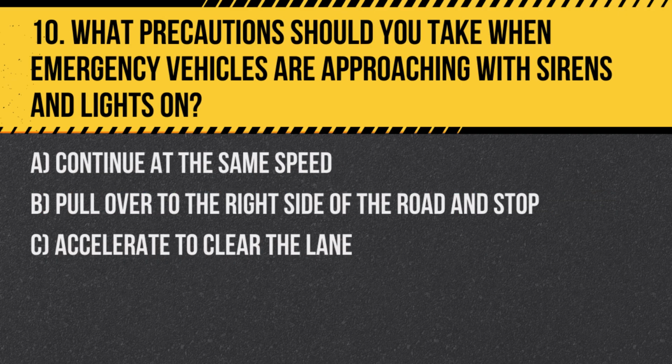Question 10. What precautions should you take when emergency vehicles are approaching with sirens and lights on? A. Continue at the same speed. B. Pull over to the right side of the road and stop. C. Accelerate to clear the lane.